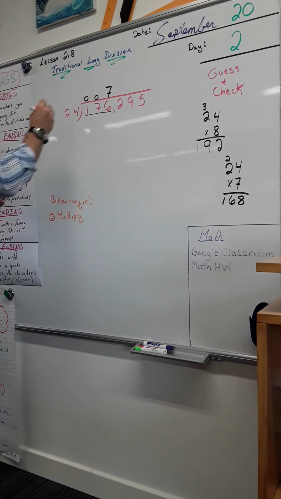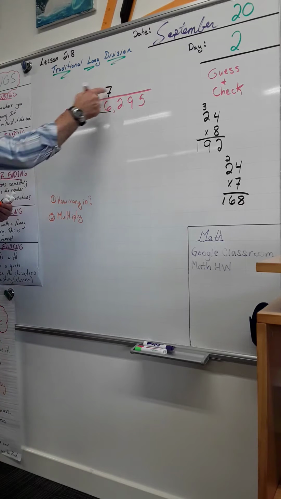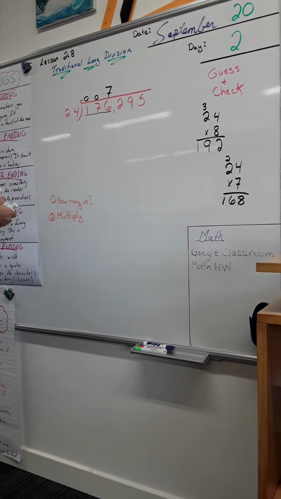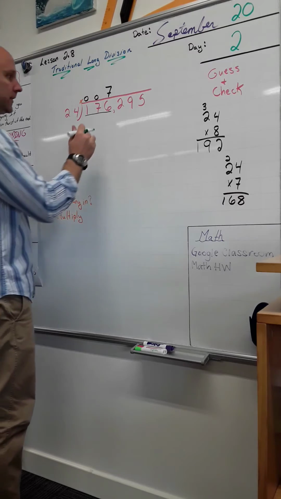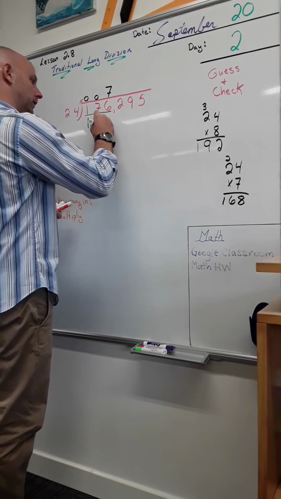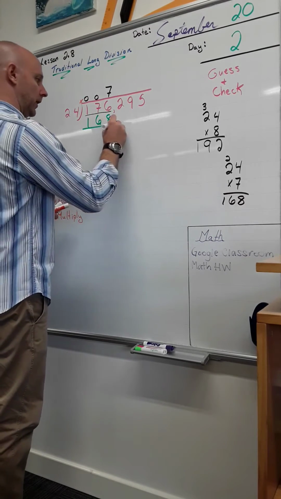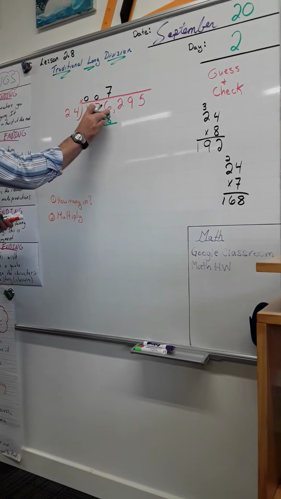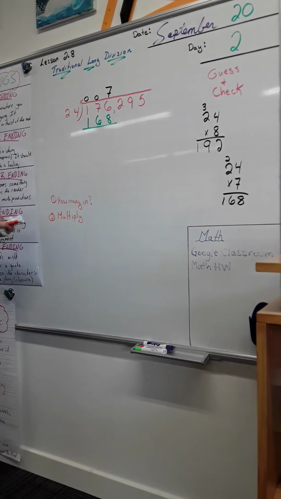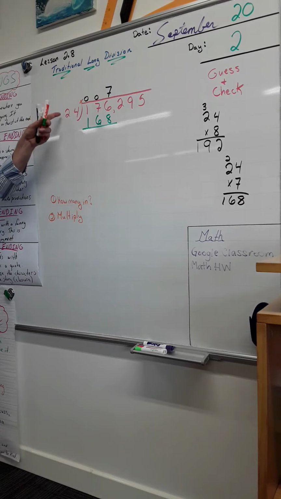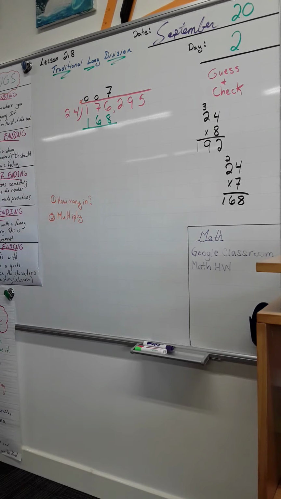Because what I'm really going to do here is multiply the 7 times the 24, and that's going to give me the 168 that I'm looking for down here. We already know that. We worked that out. So I'm ready to go. There it is. 7 times 24, 168. That's my multiply step.